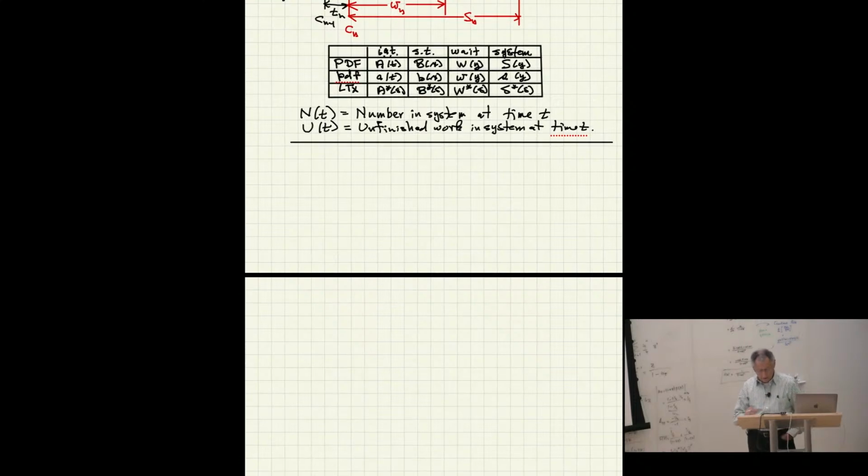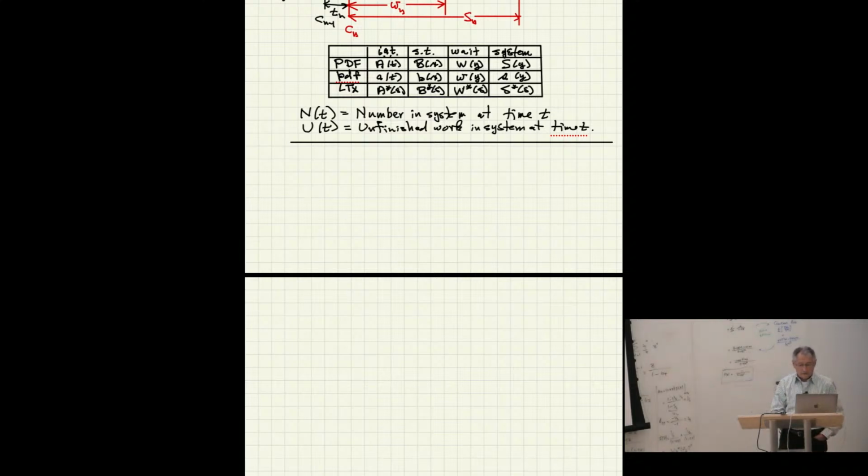And U of t, which we're going to get to in a moment, is the unfinished work in the system at time t. If you look at the system at time t and let no other people come in, how long will it take before the system empties? And the unfinished work is descriptive of what I mean. How much work is there that's not yet been done at that time?